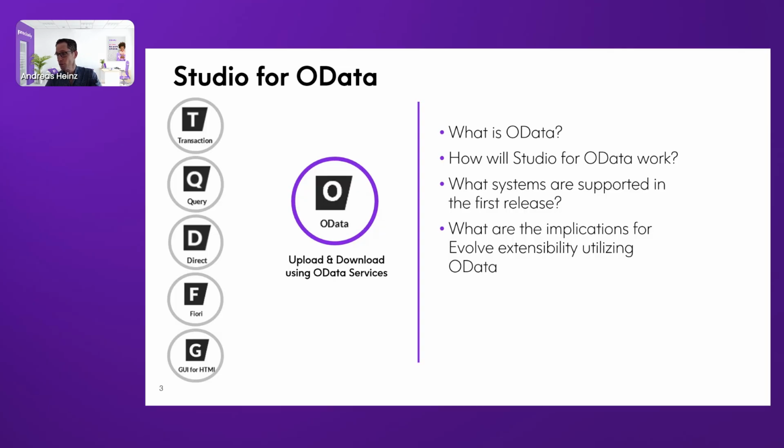The implications for Evolve are relatively easy. Today we support REST from Evolve, but we don't want to support OData in the same way. We will support OData through the Studio scripts that we can create, and then embed these Studio scripts in the same way as transaction, query, direct, and so on. Other scripts can be embedded in Evolve right now.